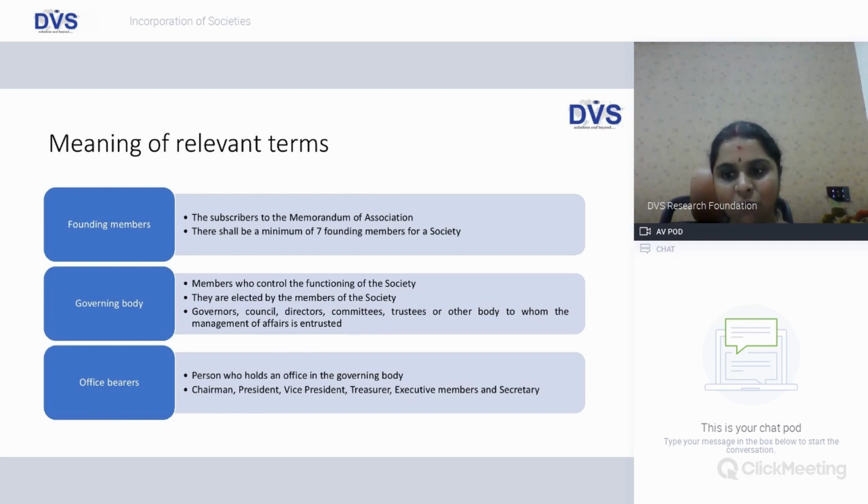Let's look at the definition of office bearers. So a person who holds an office in the governing body, be it a chairman, president, vice president, treasurer, executive member, or secretary, they will be considered as office bearers in society.